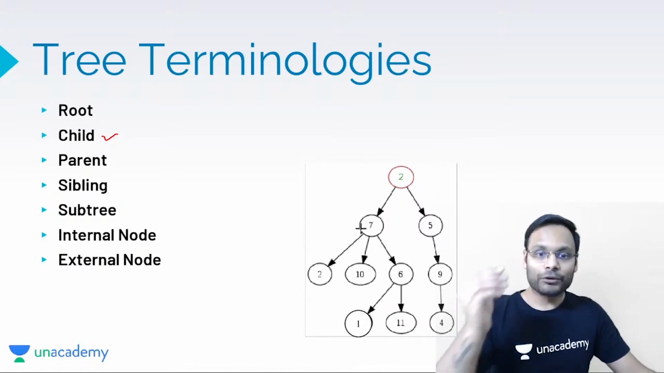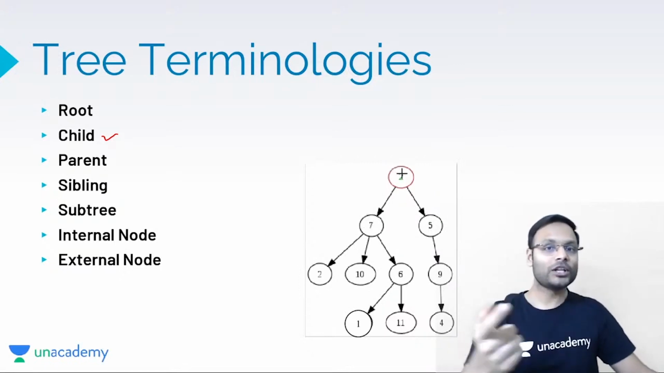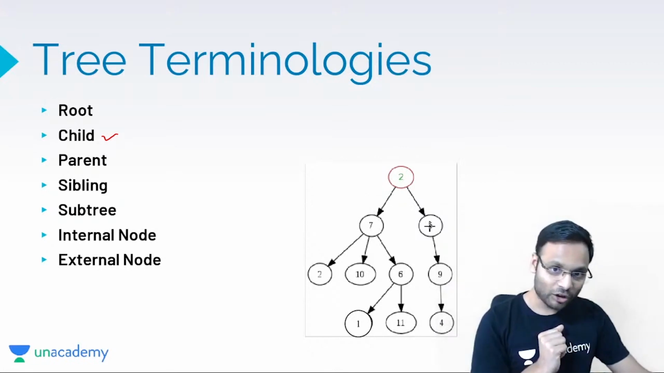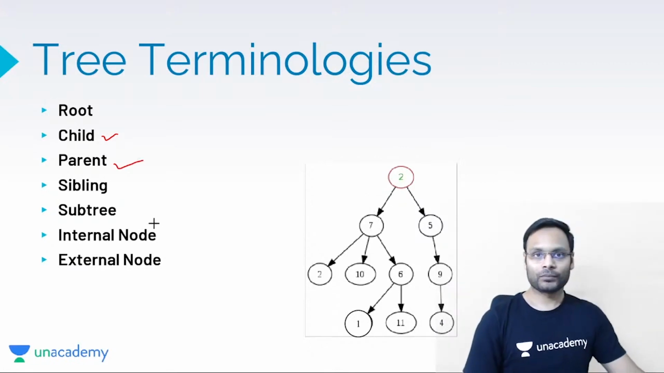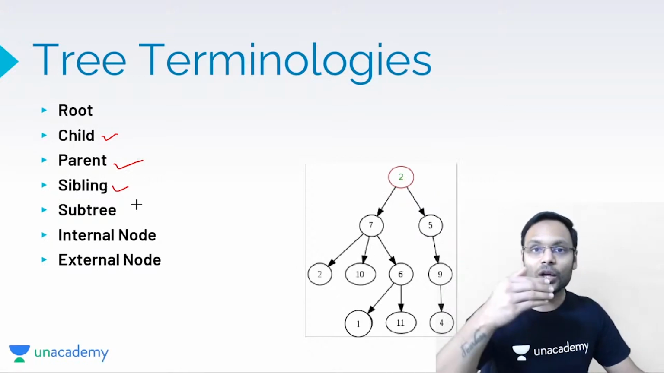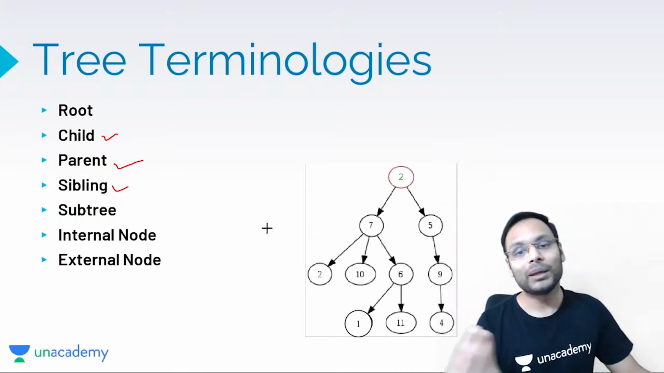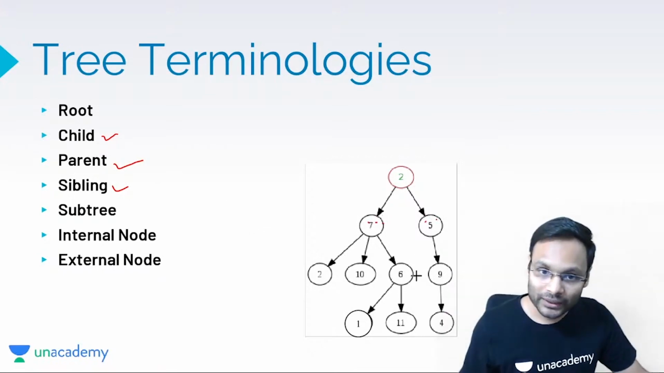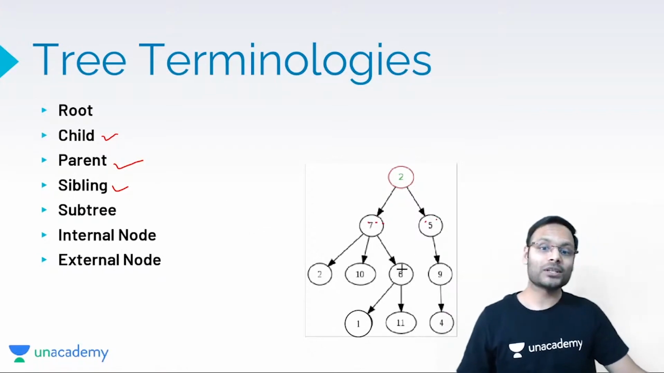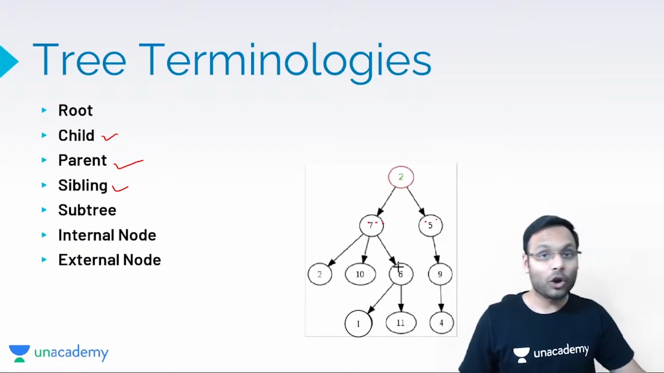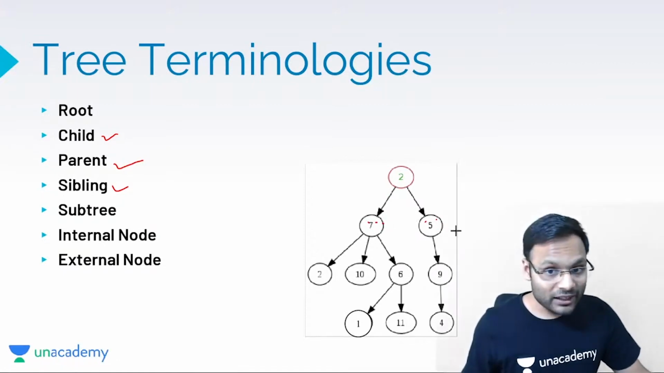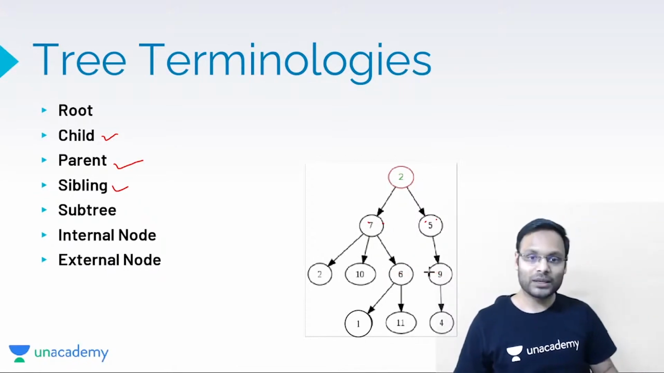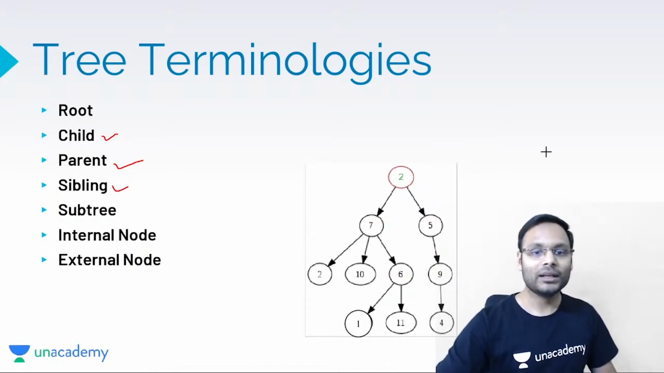Like this. If 7 is child of 2, then what is 2 for 7? 2 is parent of 7. Similarly, here 2 is parent of 5. Parent. Right? Sibling means those nodes which are having common parent, like 7 and 5 are siblings of each other. Why? Just because of having common parent. 6 and 9, no. Why? Just because 6 and 9 are on the same level but not having common parent. 7 and 5 are different parents 6 and 9 are having, so these are not siblings. Siblings means those nodes which are having common parent.